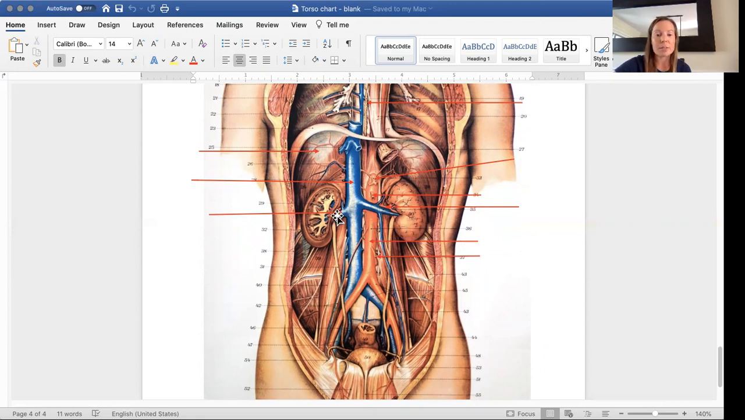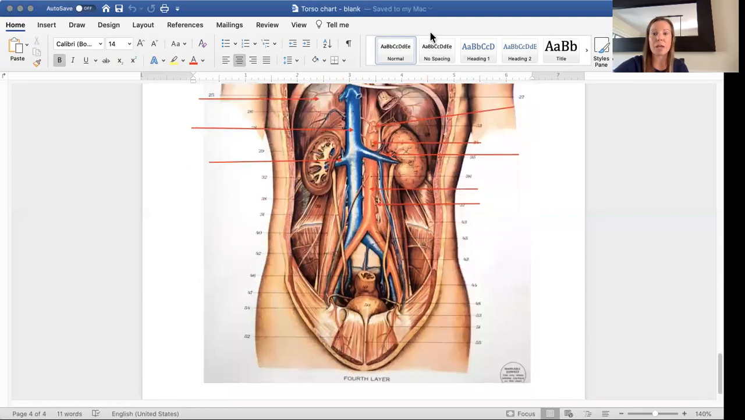And then finally, so I said this is the renal vein. Renal vein is in blue right here. Right next to it is the renal artery shown in red. And that is everything here on the torso chart.